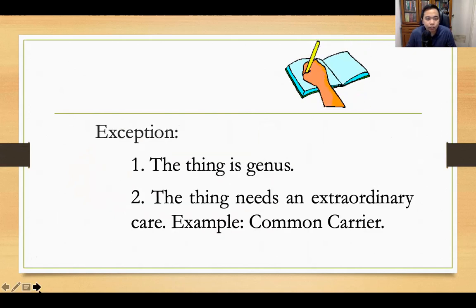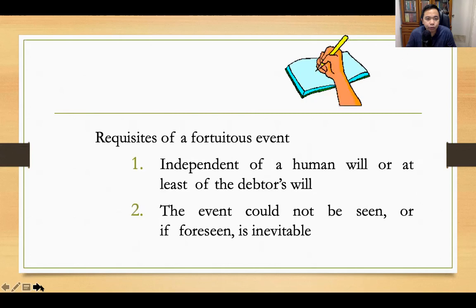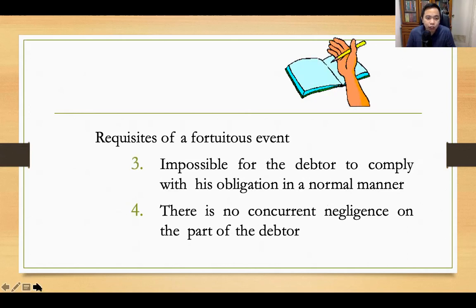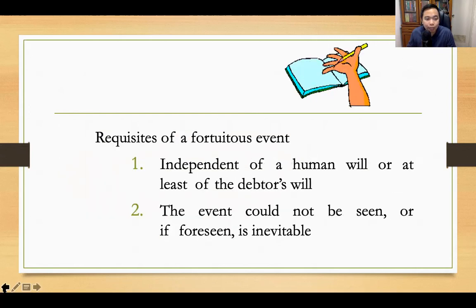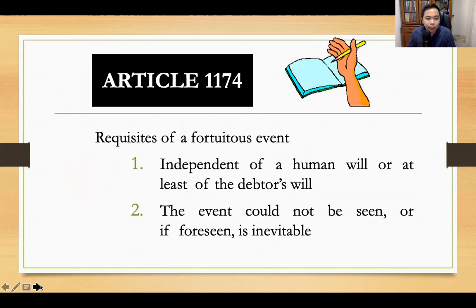These are self-explanatory. I leave them to you. Requisites of a fortuitous event: independent of a human will or at least the debtor's will; the event could not have been foreseen, or if foreseen, is inevitable; it is impossible for the debtor to comply with the obligation in a normal manner; and there is no concurrent negligence on the part of the debtor. Those are the requisites of a fortuitous event. Please memorize.